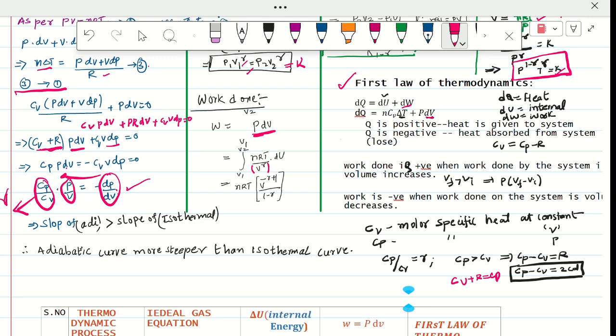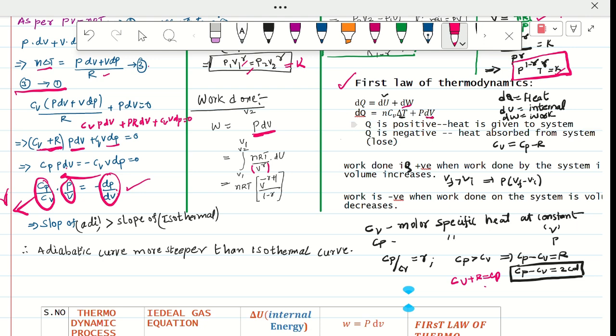Cp minus Cv is equal to R. The R value is 2 calories, or 8.314 joule per mole per Kelvin. Otherwise, 4.2 joules is enough. I can write Cp as Cv plus R also, because Cp minus Cv is equal to R, therefore Cv plus R is equal to Cp. These are the only ones required in thermodynamics. Now coming here, dQ is the heat given or absorbed by the system. Heat is given to the system, or the system is giving it to the surroundings, either way.